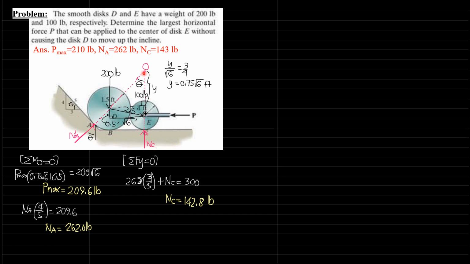That's why summation of moments about O equals 0, clockwise positive. So we have P max times the moment arm, which is Y plus 0.5: P max times (0.75 square root of 6 plus 0.5) equals the moment of the weight, 200 times square root of 6. So solving for the maximum P that can be applied to the center of this E without causing this D to move up the incline, it is 209.6 pounds.